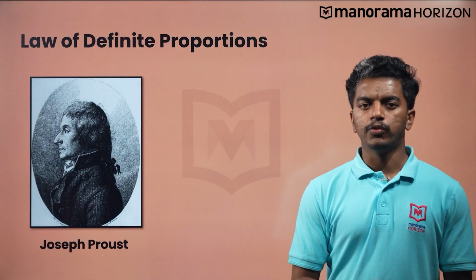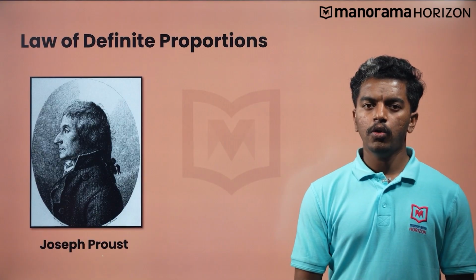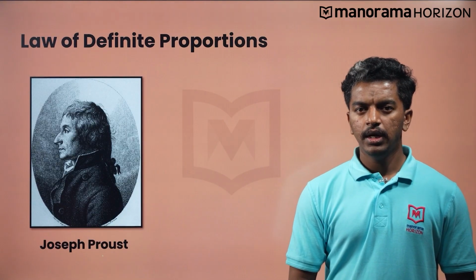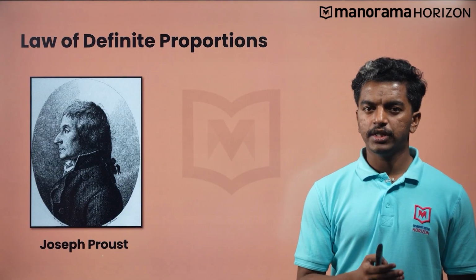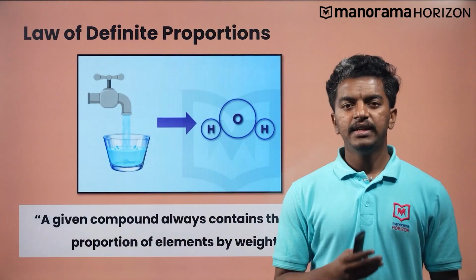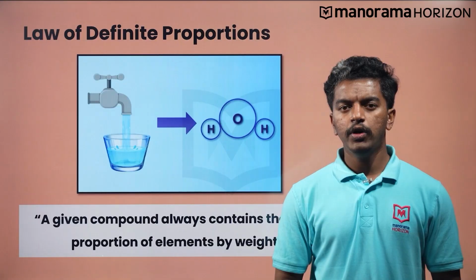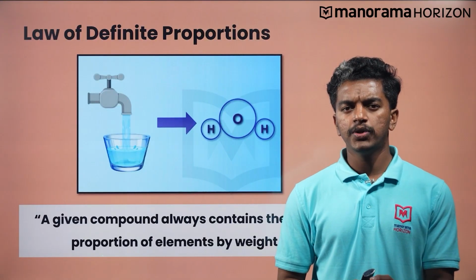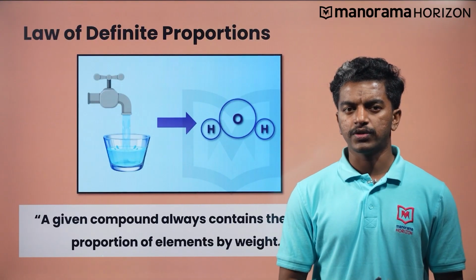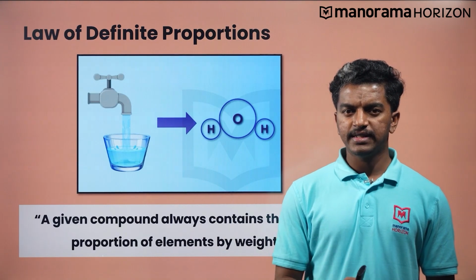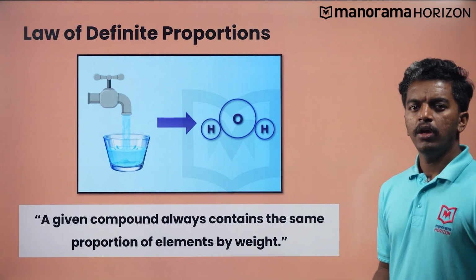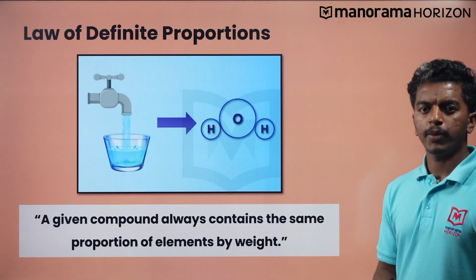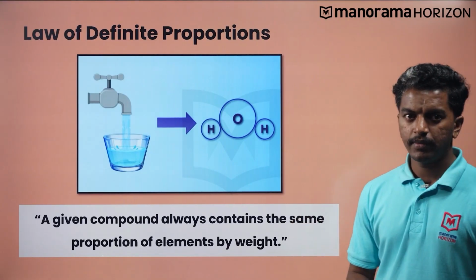Now, let us move to the second law, that is, the law of definite proportions. This law was given by a French chemist, Joseph Proust. He said that a given compound will always have the exact composition of elements irrespective of the source. Thus, this law states that a given compound always contains the same proportion of elements by weight.